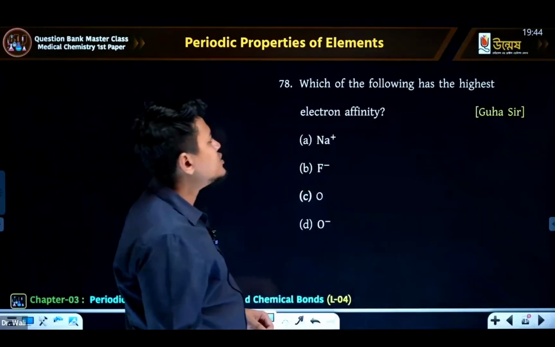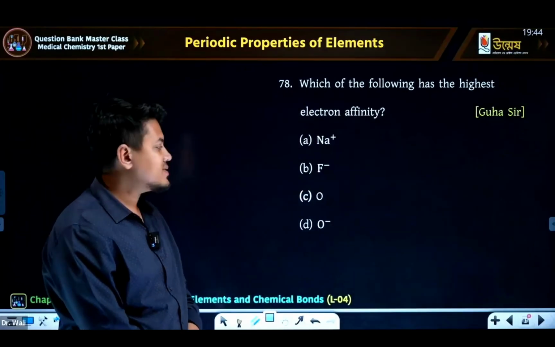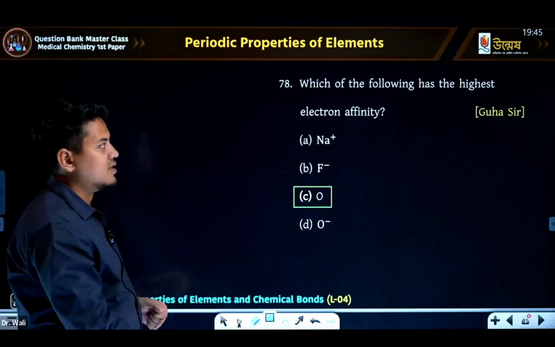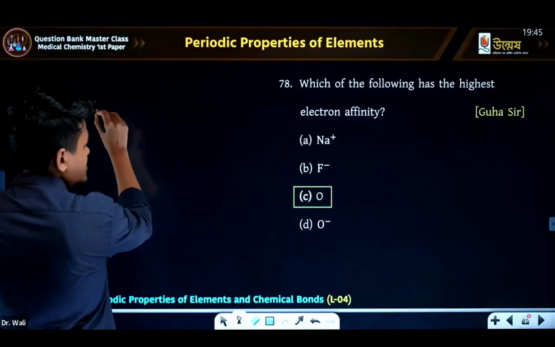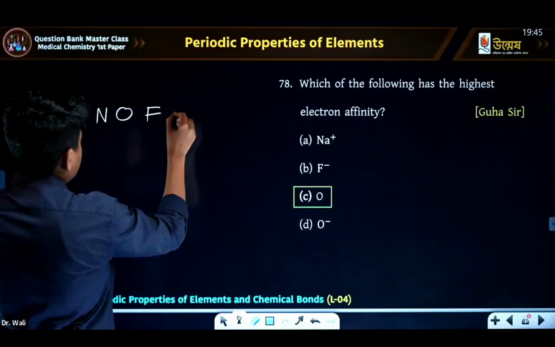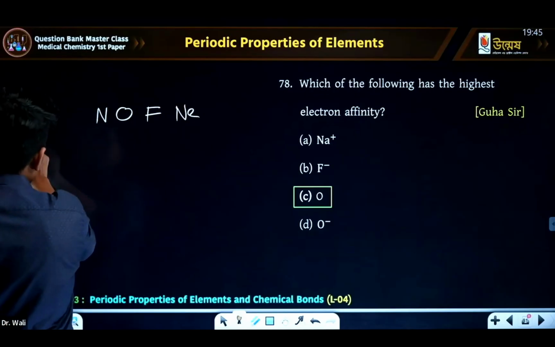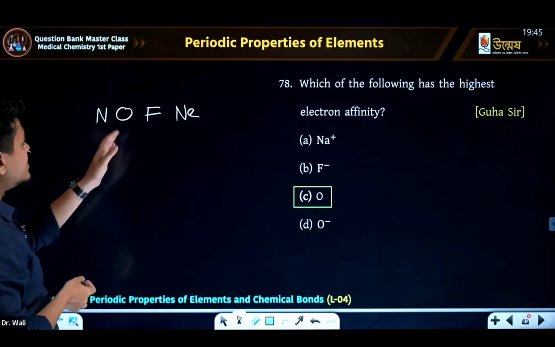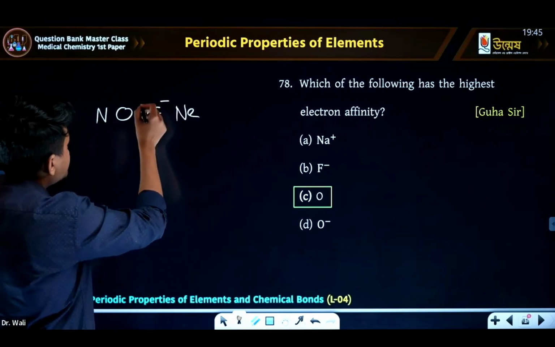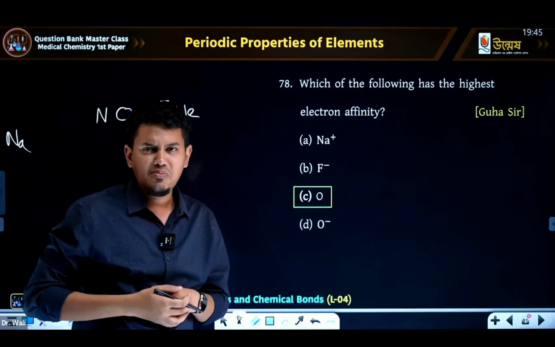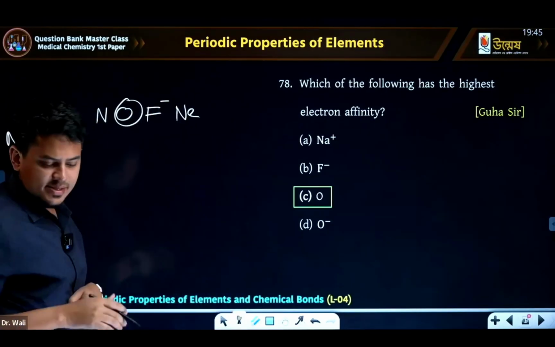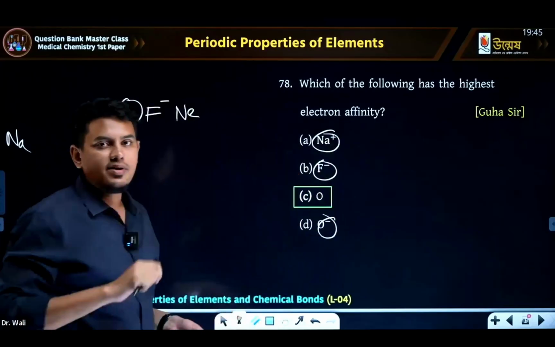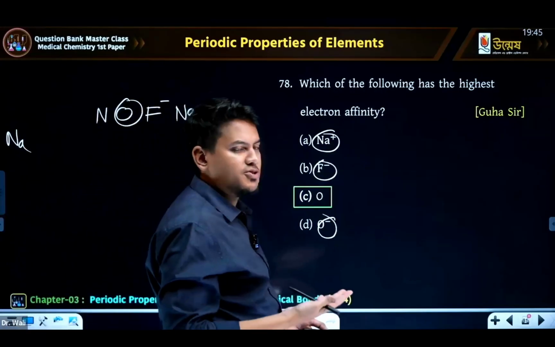Okay. Next question. Which of the following has the highest electron affinity? As we can see, oxygen shows the highest electron affinity. Why? Because of the position. If we arrange their positions in the correct order: nitrogen, oxygen, fluorine, neon, and sodium is located here. From left to right, electron affinity will increase, and from top to bottom, electron affinity will decrease. Fluoride ion already has an electron, so it would not attract any more electrons. Oxide ion also already has electrons, and sodium plus would not attract an electron because it already released an electron to become the cation.